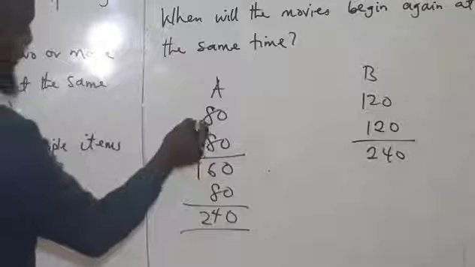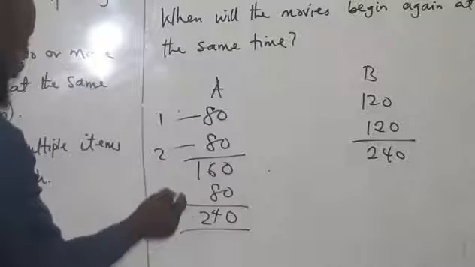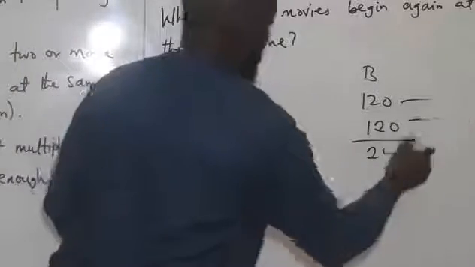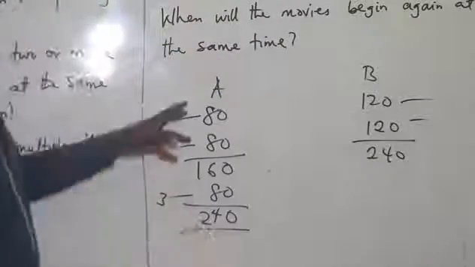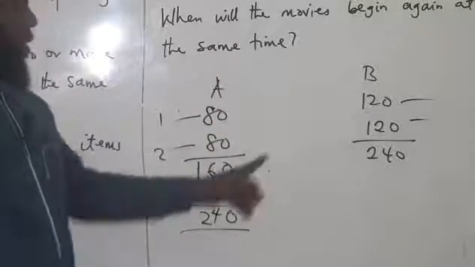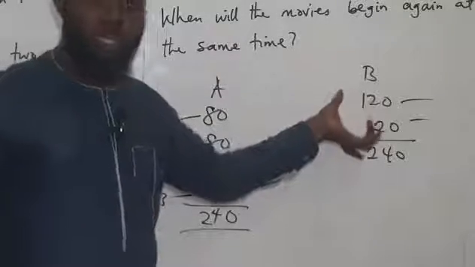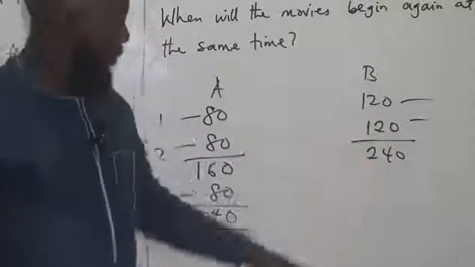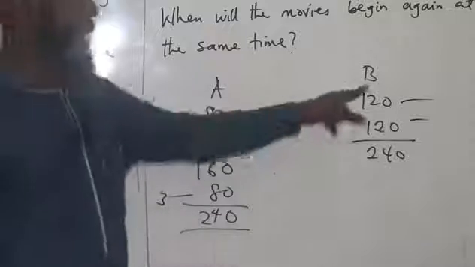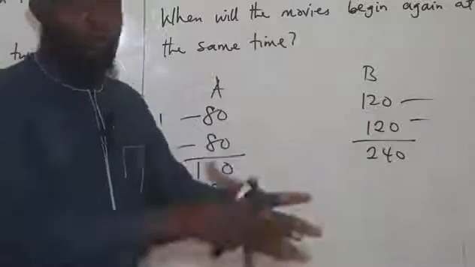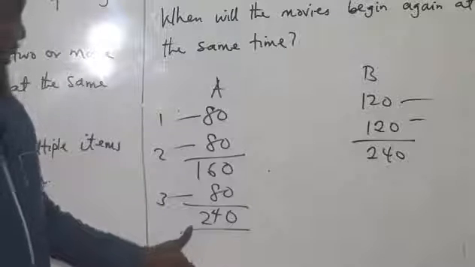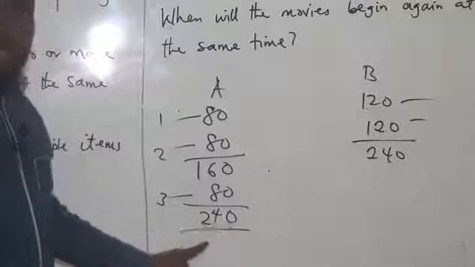So this one has appeared how many times? 1, 2, 3. So this one was only twice. But this one, which means that the movie A will be watched 3 times, while movie B will be watched 2 times. The next time, the first time A will be watched, and the third time B will be watched, they will start at the same time, which is after 240 minutes.